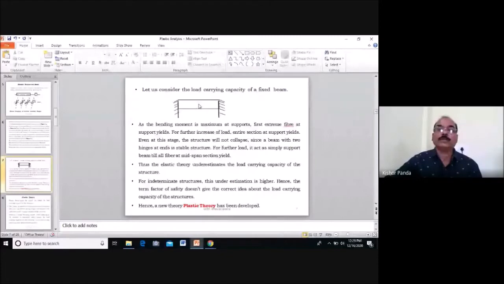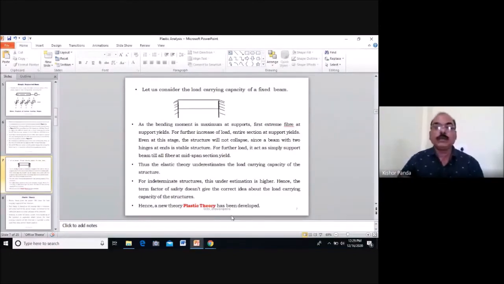If you consider the indeterminate structure, the underestimation is more than what it is for the determinate structure. And the factor of safety does not give the correct idea about the load carrying capacity of the structure. In elastic design, you are considering the factor of safety, but this is not giving the correct idea of the load carrying capacity of the structure. Hence, a new theory, the plastic theory, has been developed.